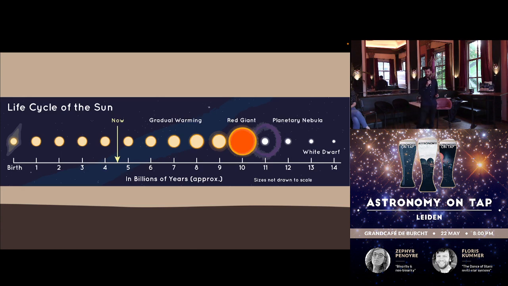So not only do stars differ among each other, but they also change and evolve themselves. So here we see the life cycle of our sun. So we're now right here. The sun is about 4.5 billion years old. And since its birth, it has not really changed that much. But in about 5 billion years, the sun will actually start to grow and turn into something we call a red giant. After which it will end its life as a small and hot white dwarf.